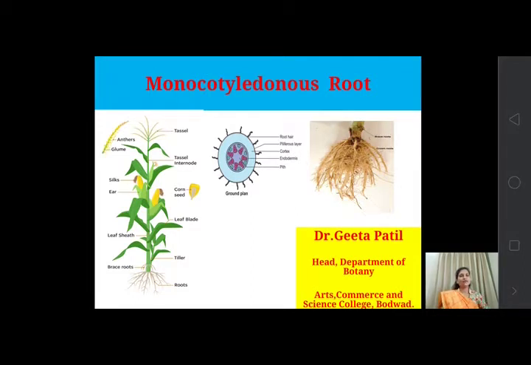Today we are going to start the monocotyledonous root, or the primary structure of the monocotyledonous root. Here we take the base plant of monocot, so you know better, the maize plant.